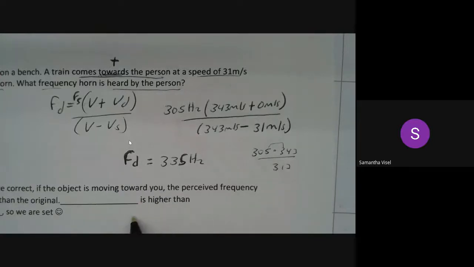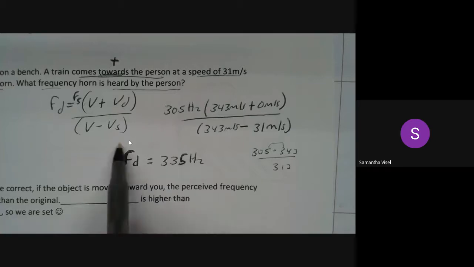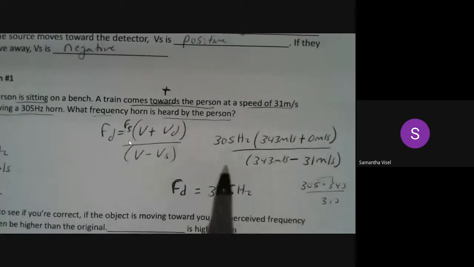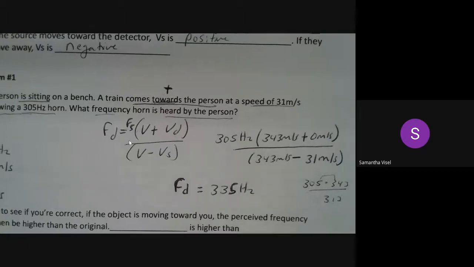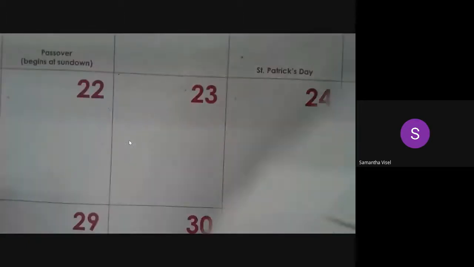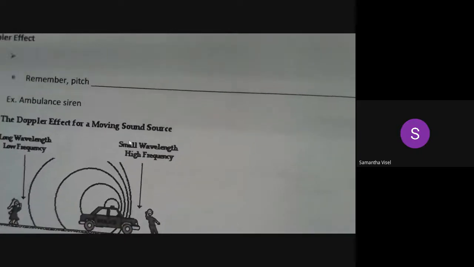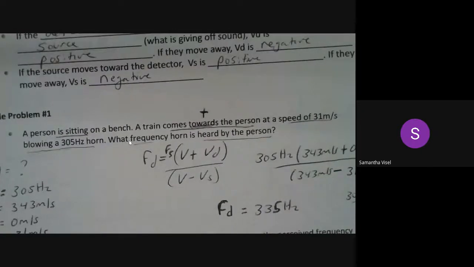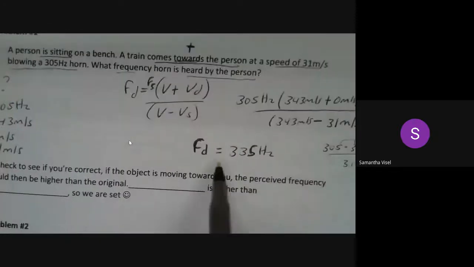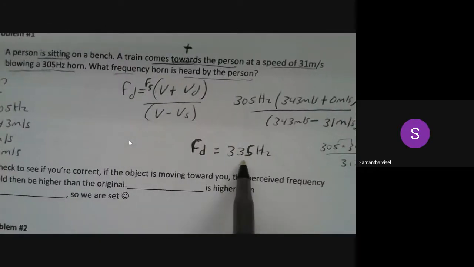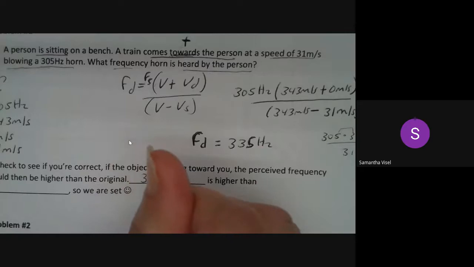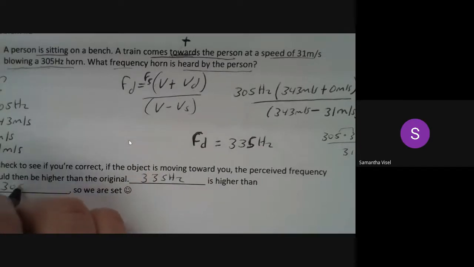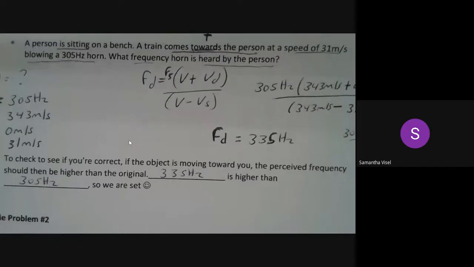So now what's nice about these problems is I can see if my answer makes sense as a way to check to see if it's right. So in this problem, the train is coming towards the person. So if the train's coming towards the person, those sound waves should be getting compressed. And so that person should be hearing a higher frequency sound than what the sound actually is. So my Doppler frequency, 335, is bigger than 305. So we should be all set and good to go.